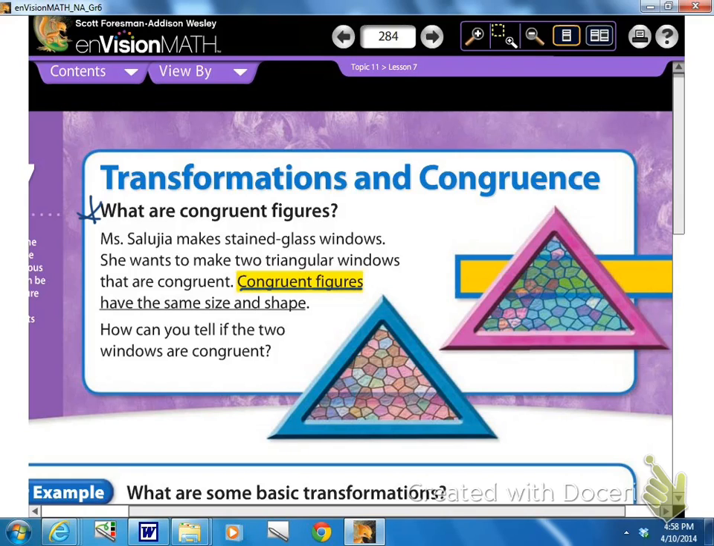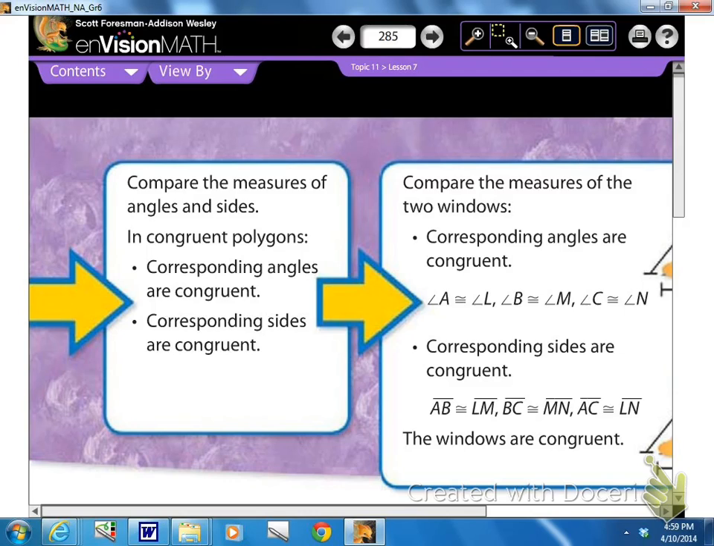So you need to know that congruent figures have the same size and same shape. So how can you tell if the two windows are congruent? That's the question. Alright, look on page 285. You want to start by comparing the measures of the angles and the sides. Okay, so in congruent polygons, corresponding angles are congruent and corresponding sides are congruent.